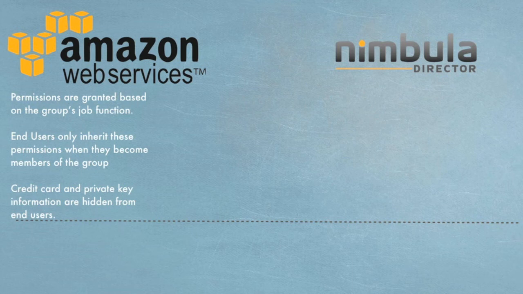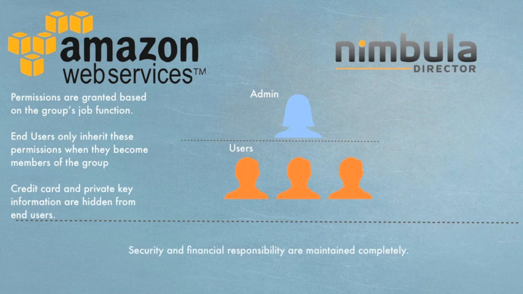An administrator can grant Amazon EC2 permissions to a group based on the group's job function. Since end users only inherit these permissions when they become members of the group, credit card and private key information for accessing Amazon EC2 are hidden from end users. When end users change job functions or leave the company, the administrator simply removes them from the group, and they will be locked out from the Amazon EC2 account credential information. As the end users never knew the credit card and private key information, these do not need to be changed. Security and financial responsibility are maintained completely.